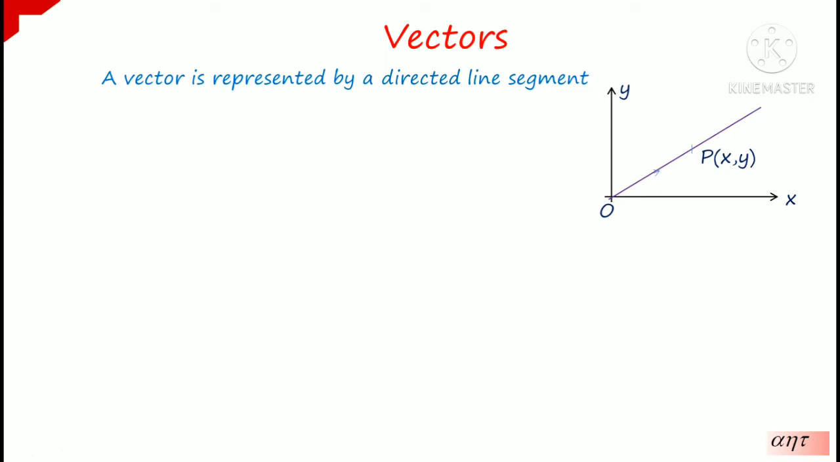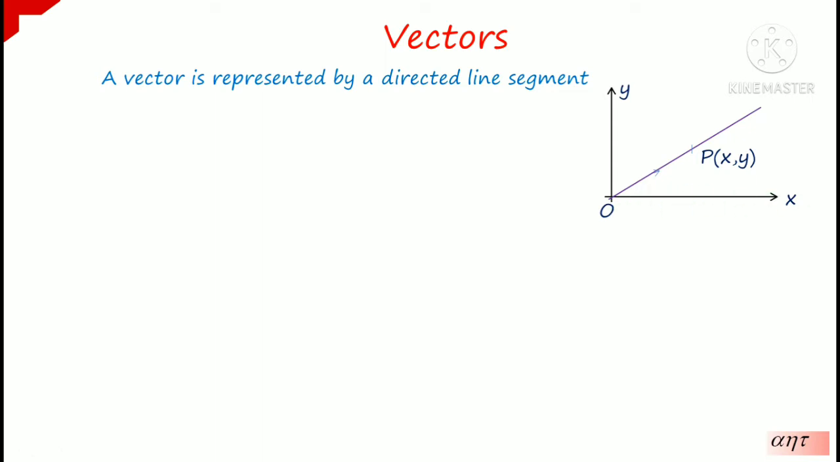Vectors are very commonly used in many branches of higher mathematics, especially in engineering, applied sciences and also physical sciences. A vector is represented by a directed line segment, that is, the vector should have magnitude and direction. We will show this with this graph.